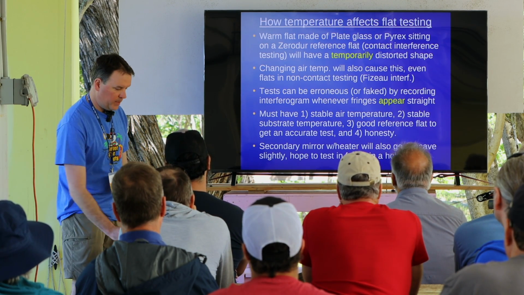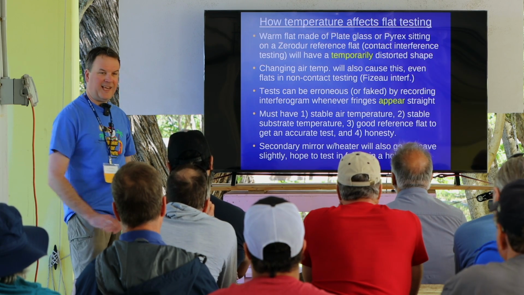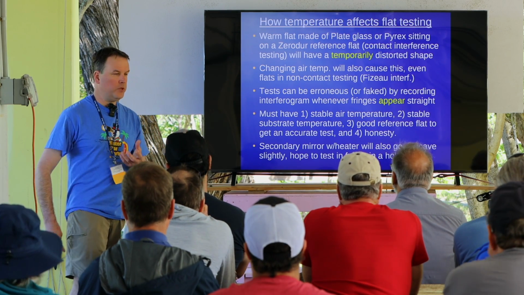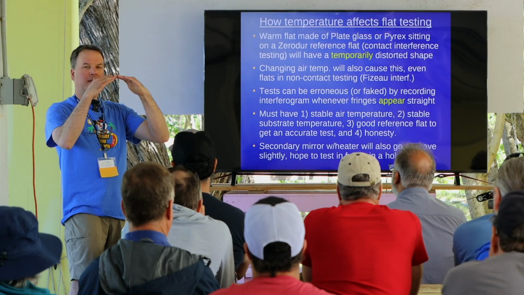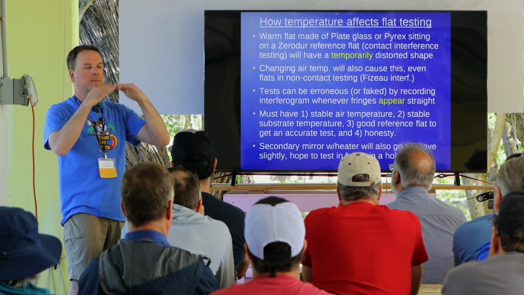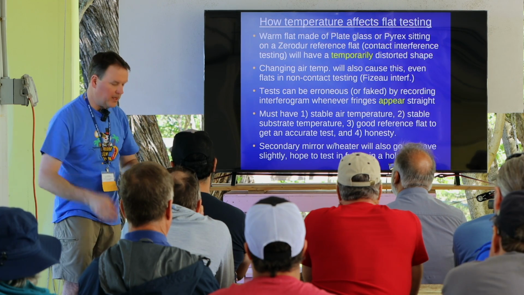and honesty. The secondary mirror with a heater on the back, which many of us have for a dew heater, will go concave slightly because the back expands and it kind of does this. So we want to minimize that, but it does happen.